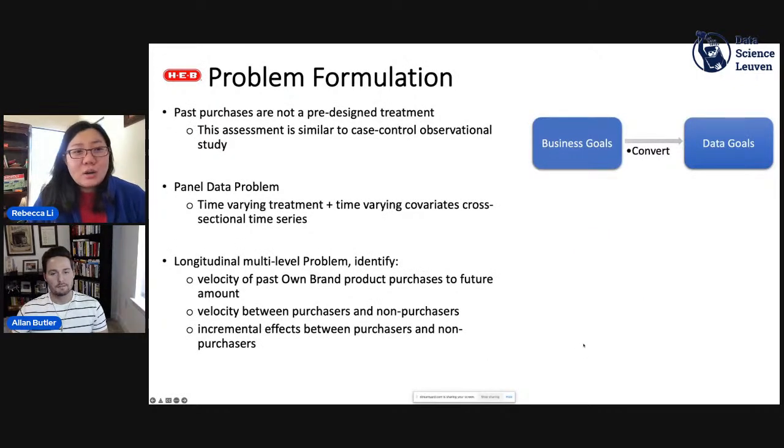Okay, I will turn it over to my team member, Alan. Thank you, Rebecca. So our specific problem arises because past purchases are not in a pre-designed treatment. We have a panel data problem and a longitudinal multi-level problem where we want to identify three things. And that is the velocity of past own-brand product purchases to future amount, the velocity between purchasers and non-purchasers, and also the incremental effects between purchasers and non-purchasers.